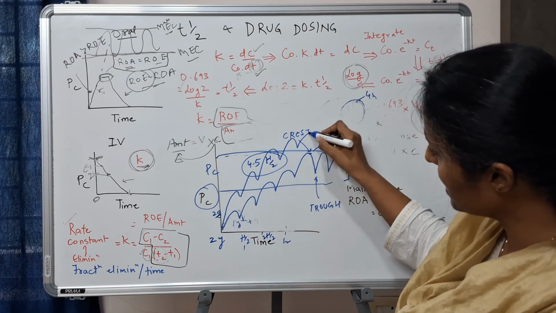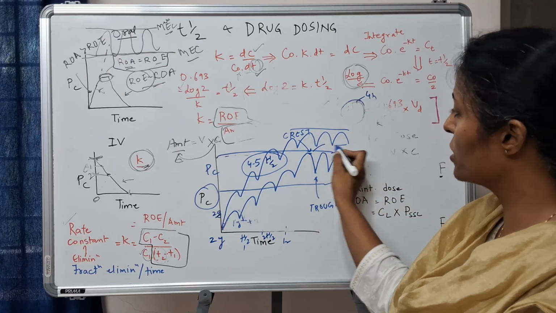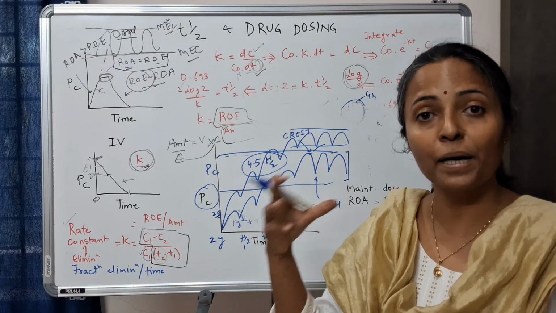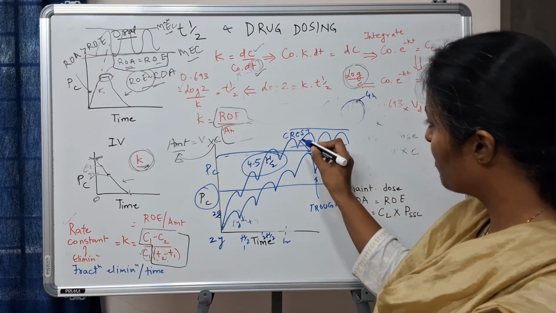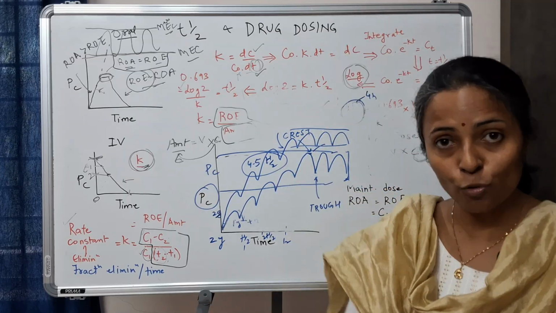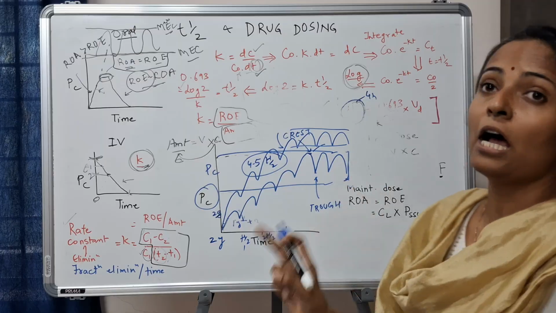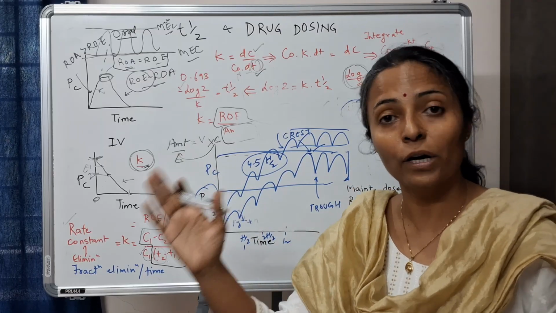Okay, but steady state will be reached in the same time, though the concentration reached is much more, right? So these fluctuations plus the steady state concentration, how much up it is going and how much down it is going, depends on how much dose you are giving and at what interval you are giving.